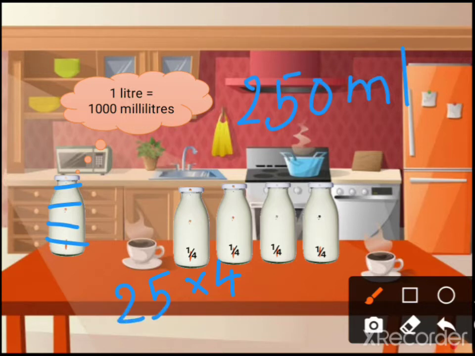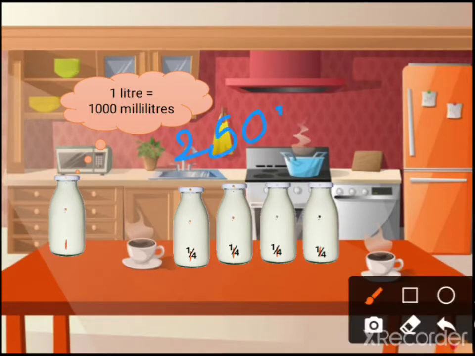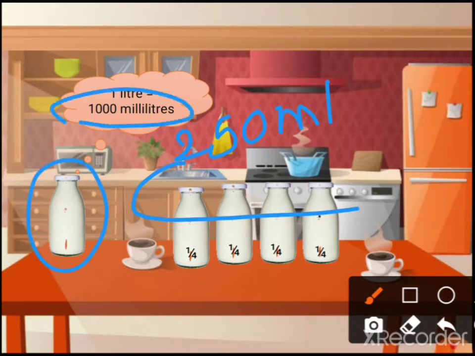25 into 4. 5 into 4 is 20. So 2 will be carried over. 2 into 4 is 8, and 8 plus 2 is 10. See here, 25 four times is 100. So we will add a 0 here, and 250 four times will be 1000. So it's so easy. We can say that 250 milliliter of milk will be distributed in these 4 bottles of milk, and 1 liter of milk contains 1000 milliliter of milk.